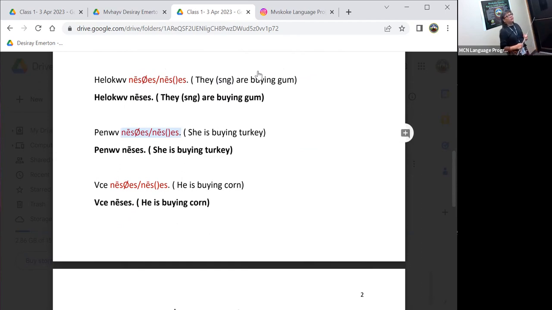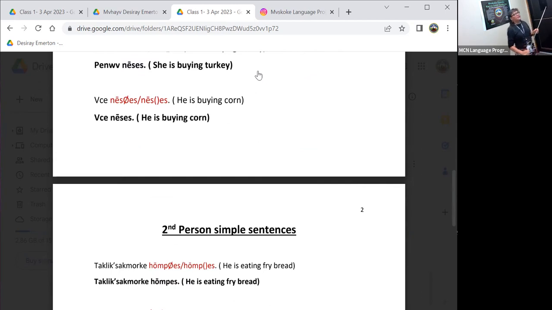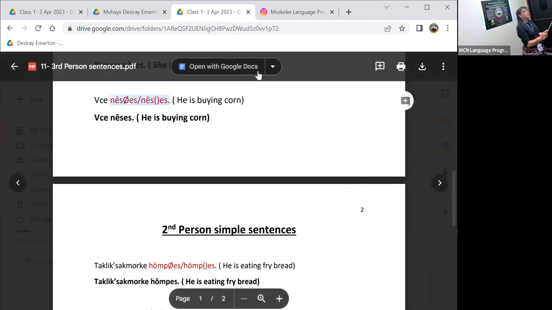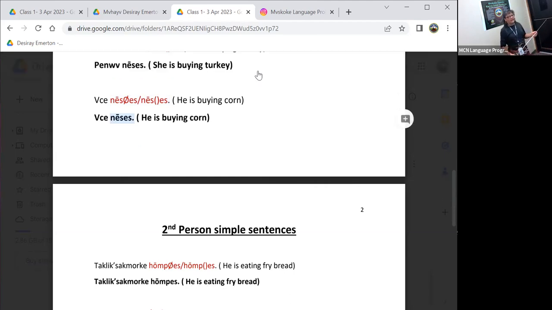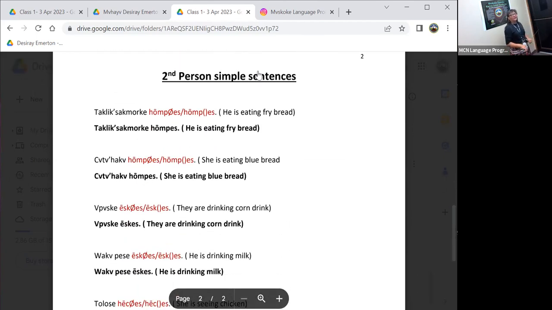Benoit nieces. She is buying turkey. Like I said, the placeholders, without a placeholder. Aji nieces. He is buying corn. Placeholder. No placeholder. All right. Everybody getting it okay? Did that throw anybody off? The good thing is it's the same rules, just different person. That makes it a little easier. Same rules from the very beginning, from I, you, and then he, she, it, or they.